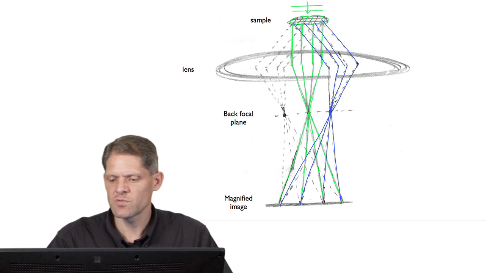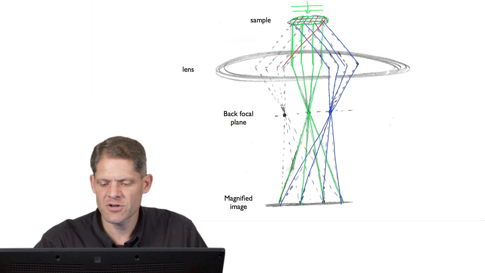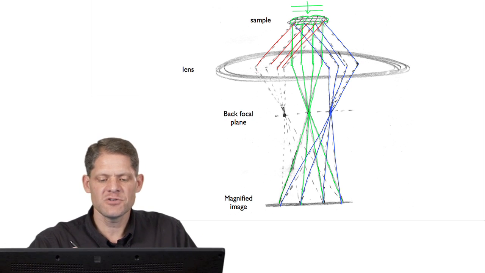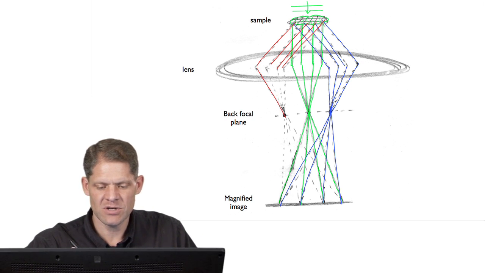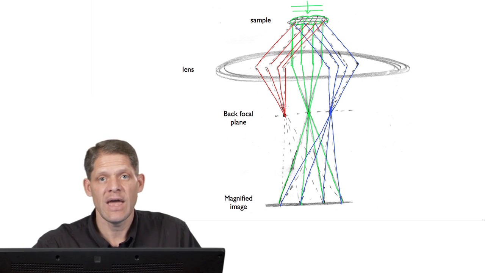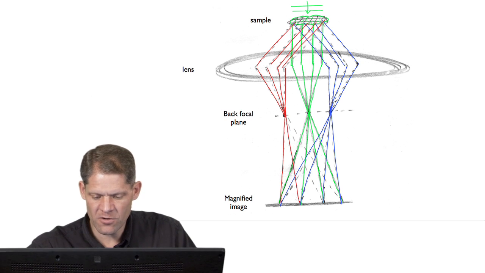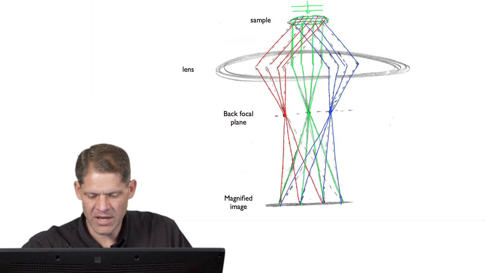And for completeness, we'll draw one more set. Another direction of scattering, say it might be in this direction, is also focused into a different position on the back focal plane of the electron microscope. And from there, it sails on through and spreads out across the image plane.